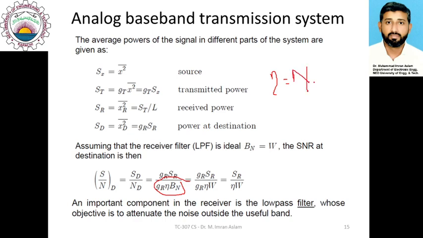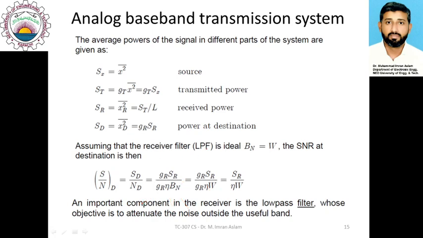Eta is the noise power spectral density. We use two notations for power spectral density. So this noise power ND can be represented by the product of the receiver gain, the power spectral density, and the noise equivalent bandwidth. For the receiver we have used the bandwidth to be equal to W.